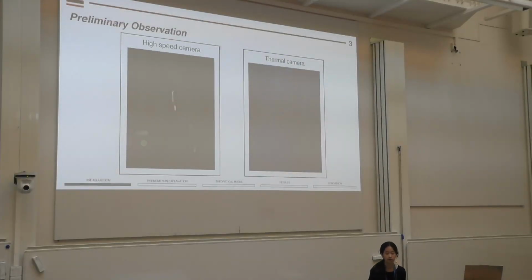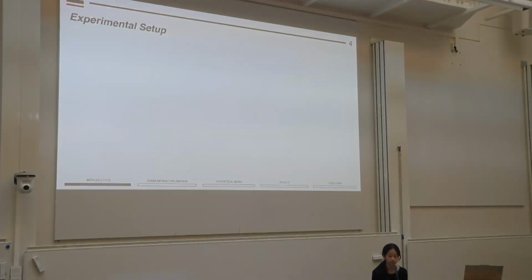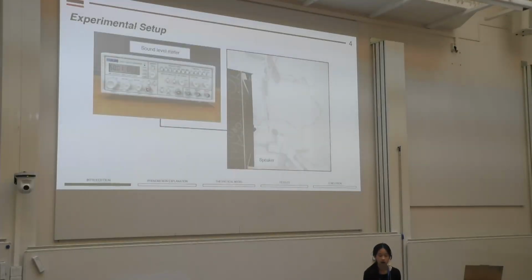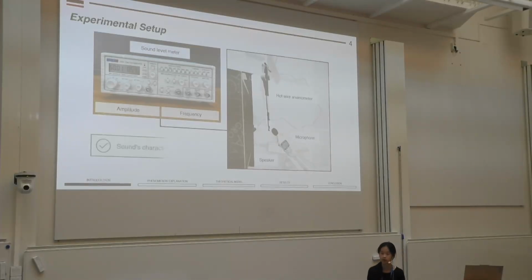So as you can see here, when fire is exposed to sound, sound possesses the ability to extinguish the fire. Now here's our experimental setup. Initially we have the speaker, and then the sound level meter, which controls the amplitude and the frequency of the sound, the microphone, which measures the decibel, and a hot wire anemometer that measures the speed of the wind.